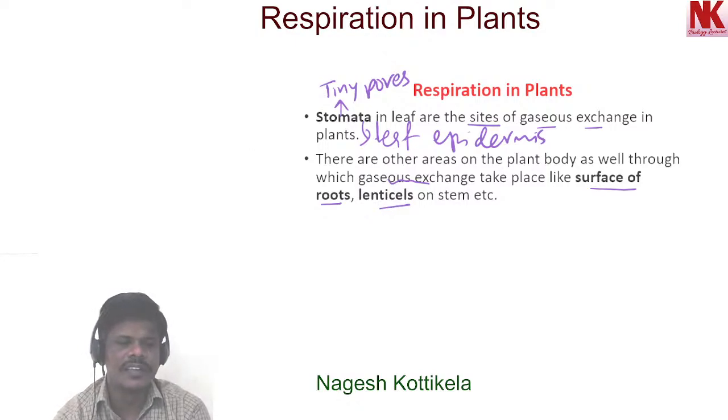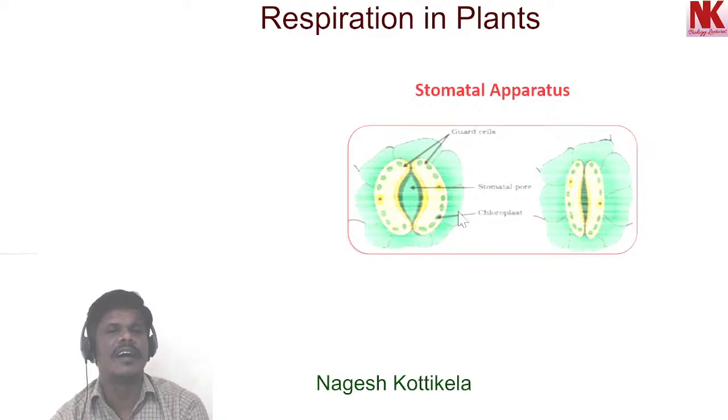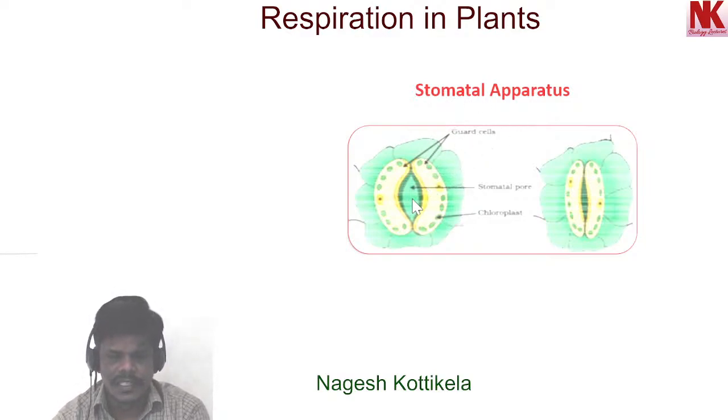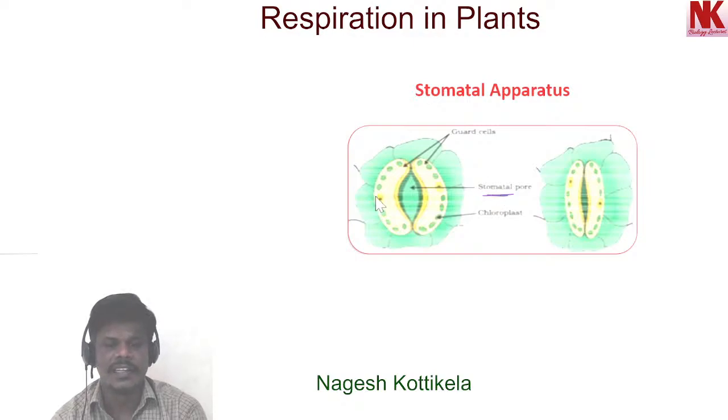If we look here, these are the stomata. You can see here the stomatal apparatus. This tiny pore which is found inside is the stomatal pore. This is a magnified image, but it is found in the leaf epidermis. Tiny pores present on the leaf epidermis are called stomatal pores. They are surrounded by guard cells.